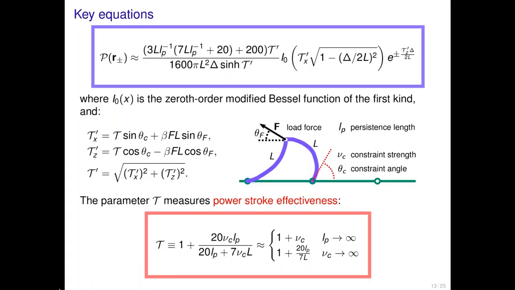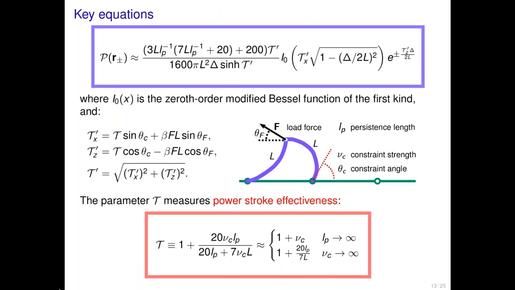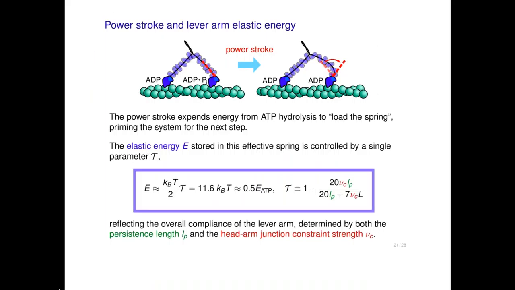It's complicated and ugly. And remember that in this formula it's only the first passage time, and there's no chemo-mechanical cycle embedded here at all, and it's not equal to the binding time. This is the first passage time, how long it takes for this to get in the vicinity of the leading binding site. And hence it only depends on structural parameters, on the ratio of the persistence length of the lever arm to the contour length, and we call this the power stroke effectiveness. It's purely structural. Another thing you can ask is how much elastic energy is stored as a result of all this persistence length, and it's about half of the ATP hydrolysis energy. It's under tension when it's there, and the tension value is about 10 kT.